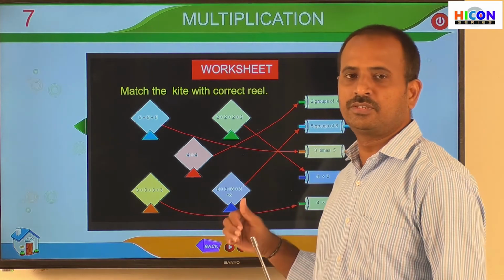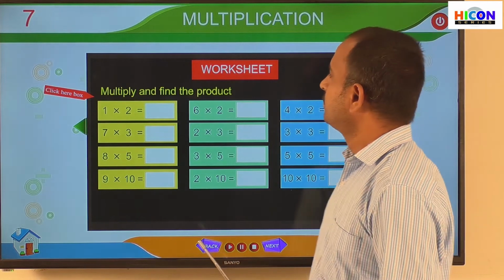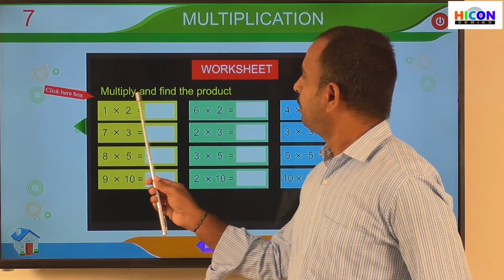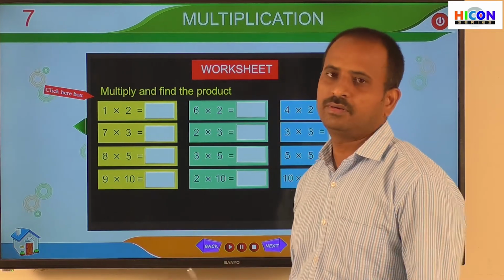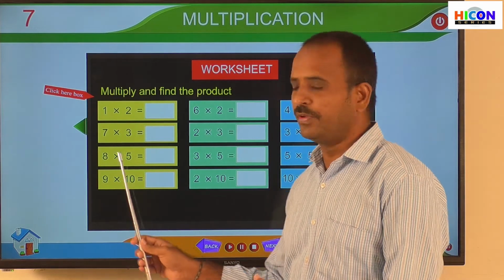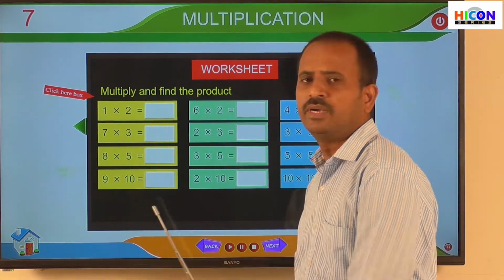Let us go to the next part in the worksheet. So children, look at the worksheet. Multiply and find the product. Here, they have given some multiplications. So how can we write the answers for these multiplications?